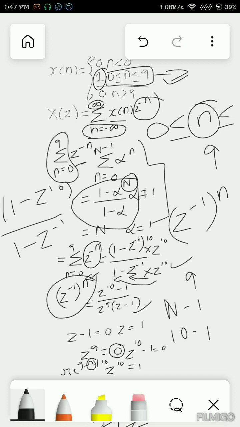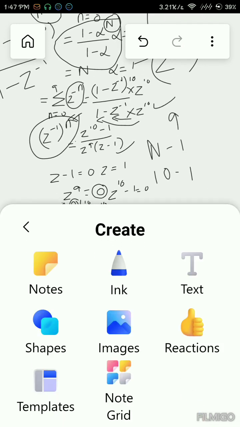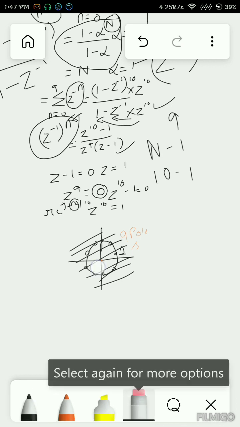So what is my pole? My poles are z to the power of 9 equal to 0, and z equal to 1, and I marked it up here. So you can see that I marked it over here. I'll rewrite this again clearly. So your ROC is the entire z plane.